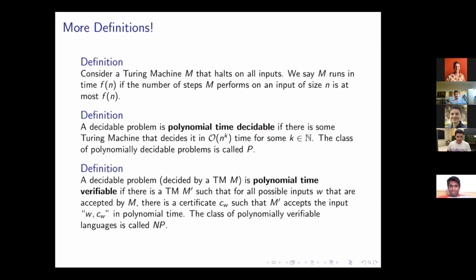On the other hand, NP is the class of problems that are polynomial time verifiable. Verifiable here just means that if the input is accepted by the Turing machine, there's some certificate that we can pass to a new Turing machine as evidence of membership. So explicitly, the decision problem version of the traveling salesman problem is in NP.